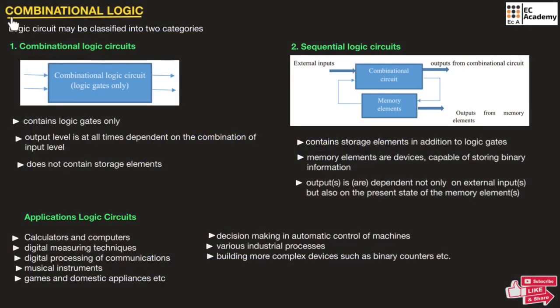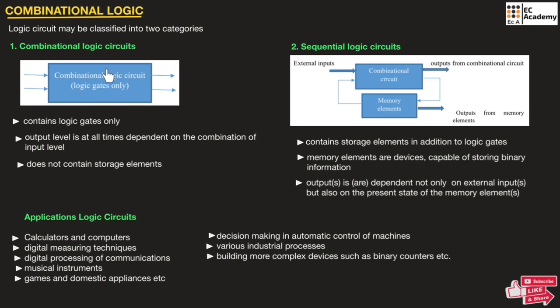In this lecture, let us understand combinational logic. If we consider any logic circuit, the logic circuit may be classified into two types. First one is combinational logic circuit and second one is sequential logic circuits. The combinational logic circuits consist of only logic gates, but it does not contain any storage element. A sequential logic circuit consists of memory element along with logic gates.